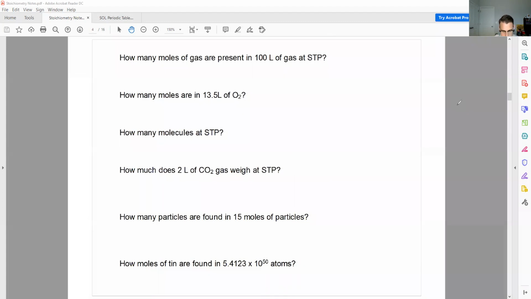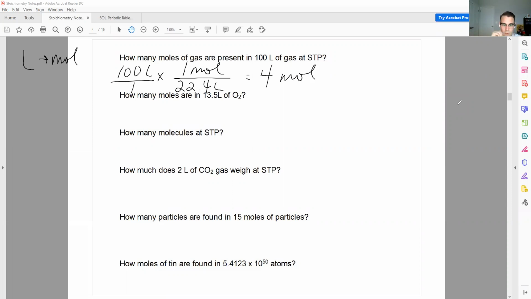This question is asking how many moles of gas are present in 100 liters of a gas at STP. So we're going from liters to moles, which is going to be one step. Again, I'm going to start with what I'm given, 100 liters. I know that there are 22.4 liters in 1 mole. So you're taking 100 divided by 22.4. I need 1 sig fig because 100 has 1 sig fig, and that will turn into 4 moles.